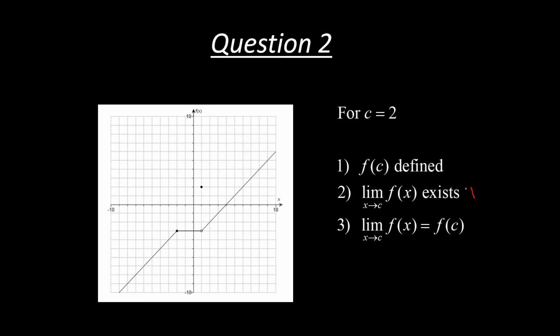So it's true that the limit exists at 2. The function is also defined at 2. However, the function output is 2, while the limit is -3. These don't equal, and so 3 is false. And so we say this is discontinuous at 2.